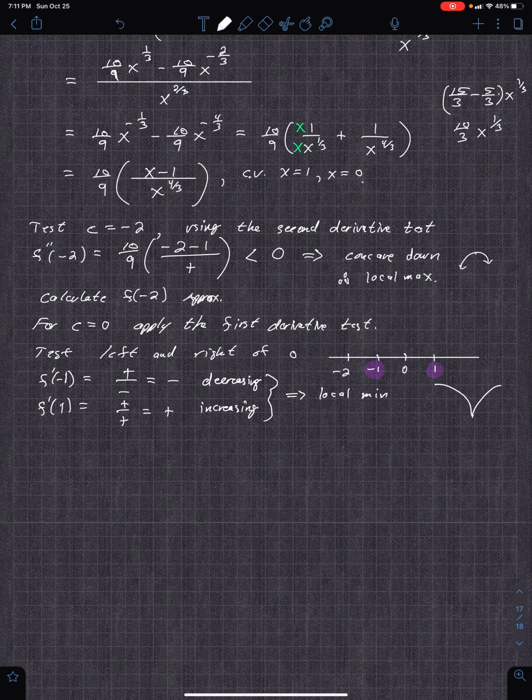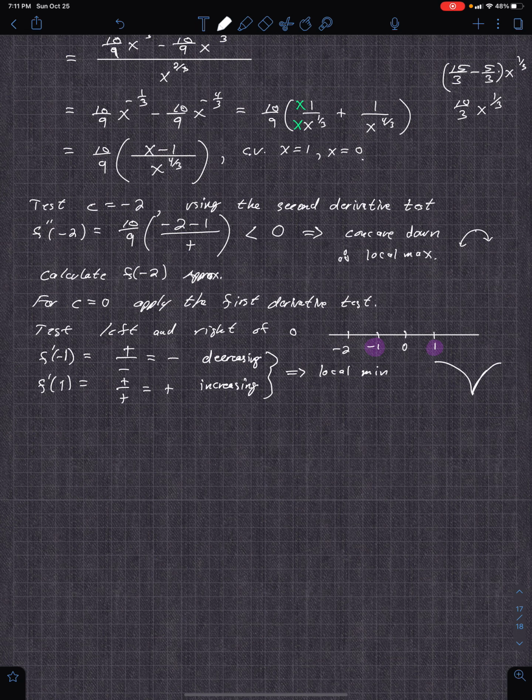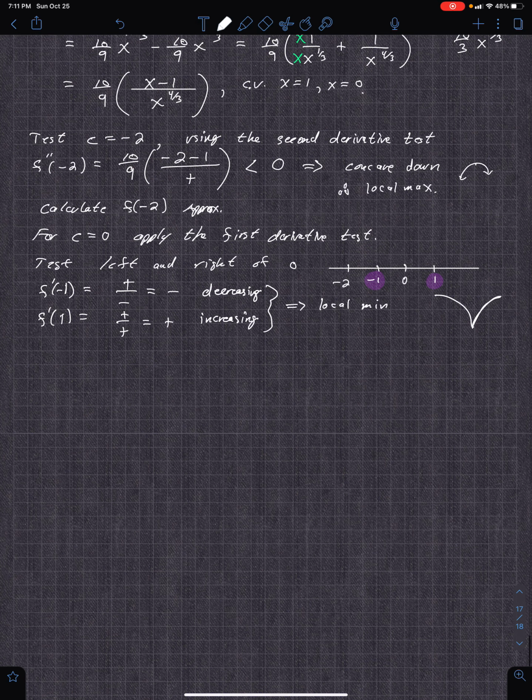It's probably not an inflection point. It's probably a cusp. And so you want to check to see if it's a cusp. So you want to do the limit of f prime of x as x approaches 0 on the left, and then the limit of f prime of x as x approaches 0 on the right.